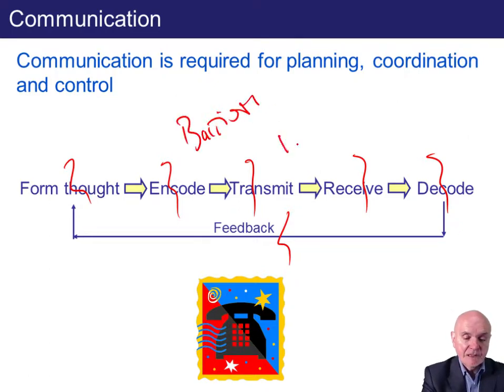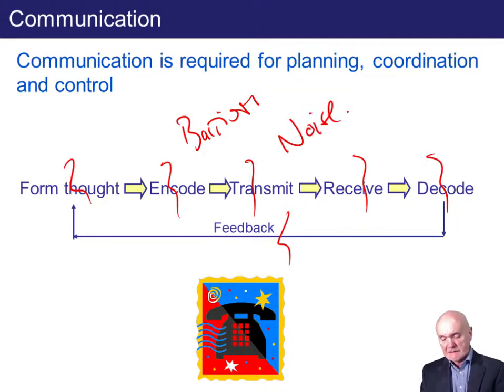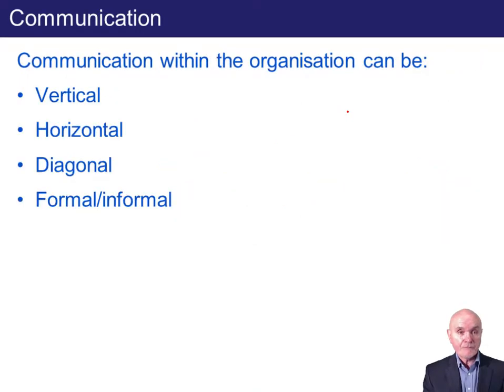You might sometimes see the word noise used. Noise can be a very general term for a barrier to communication. It means some sort of interference going on. It can be physical noise if you're trying to listen to somebody, but it could be kind of visual distractions and so on as well, which mean you can't concentrate properly on what's being delivered to you.